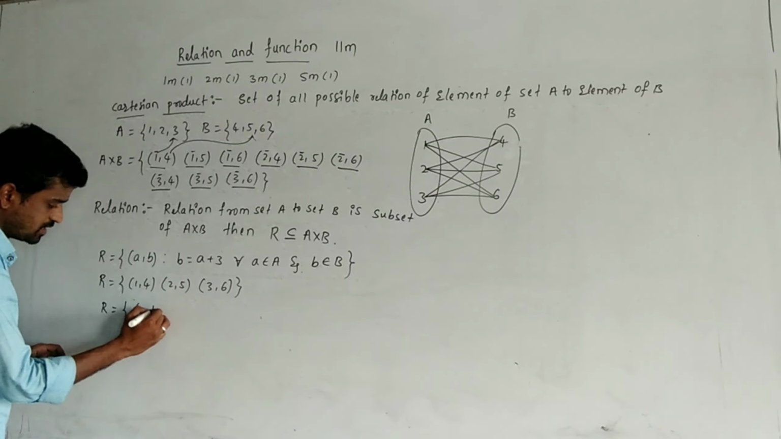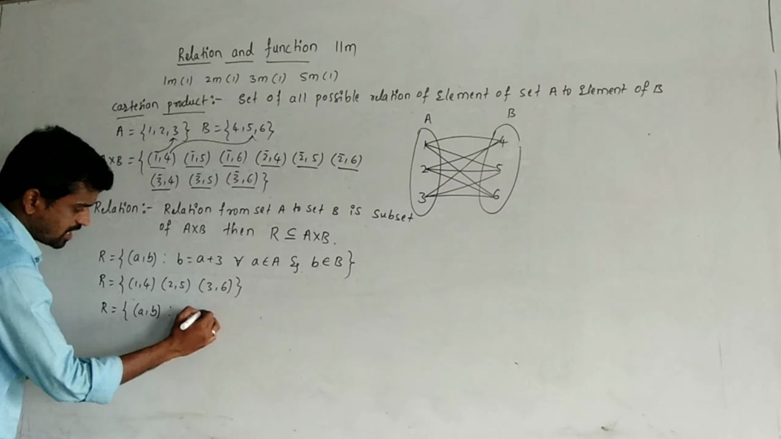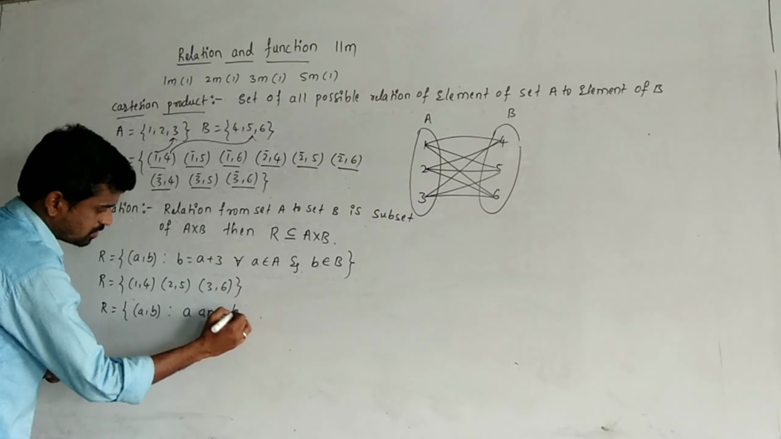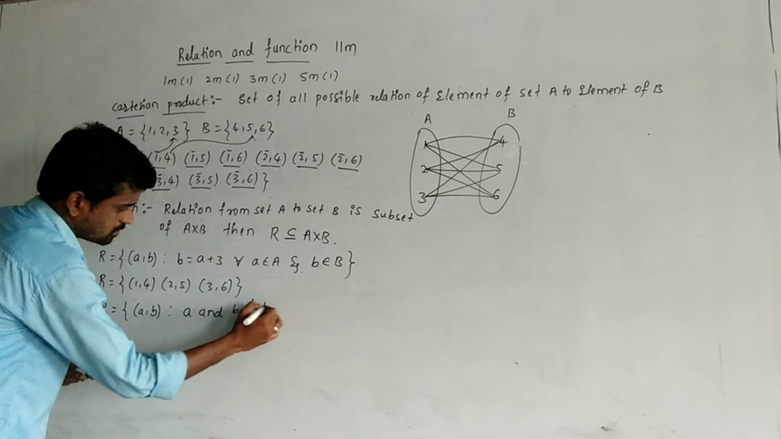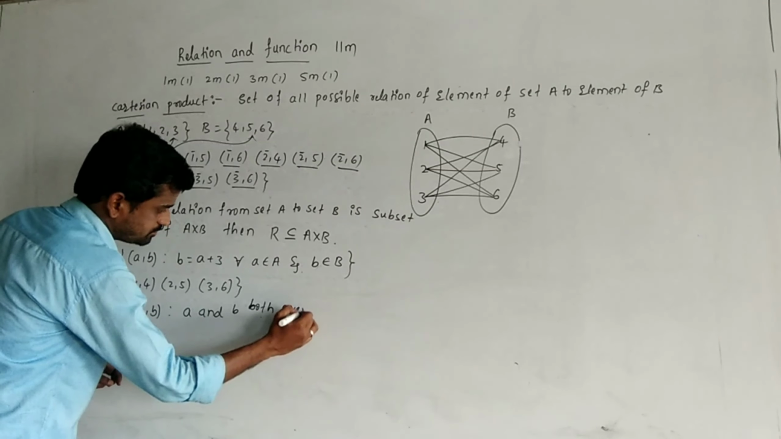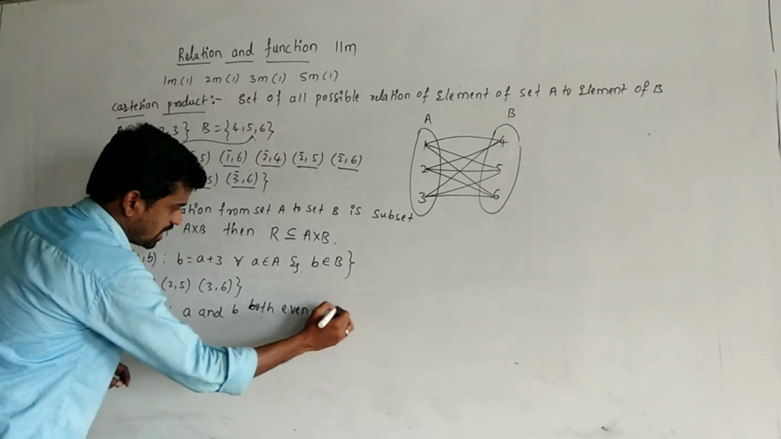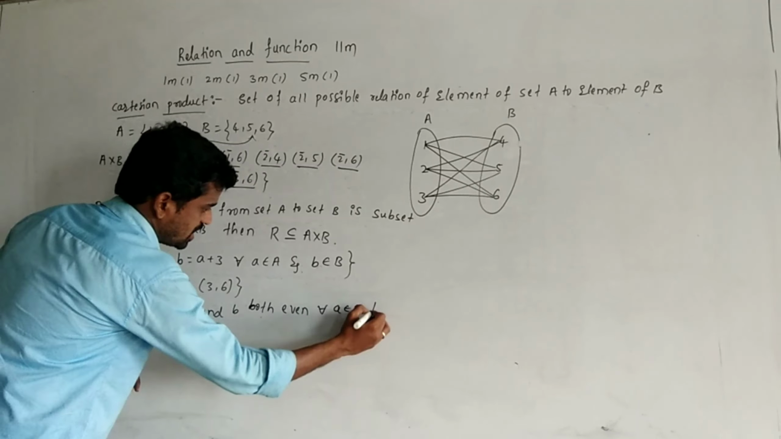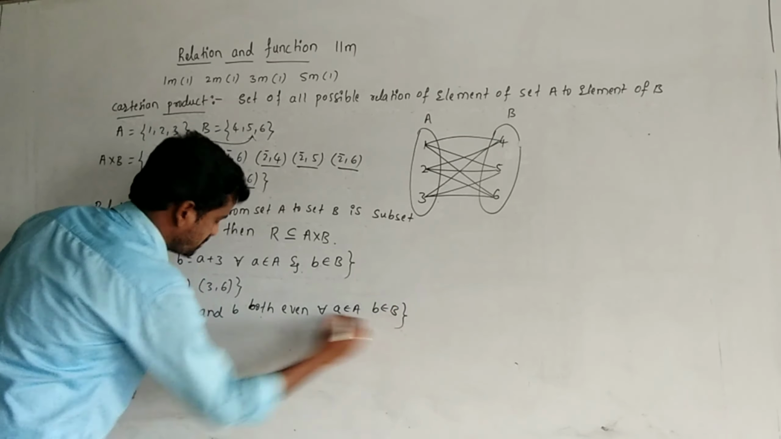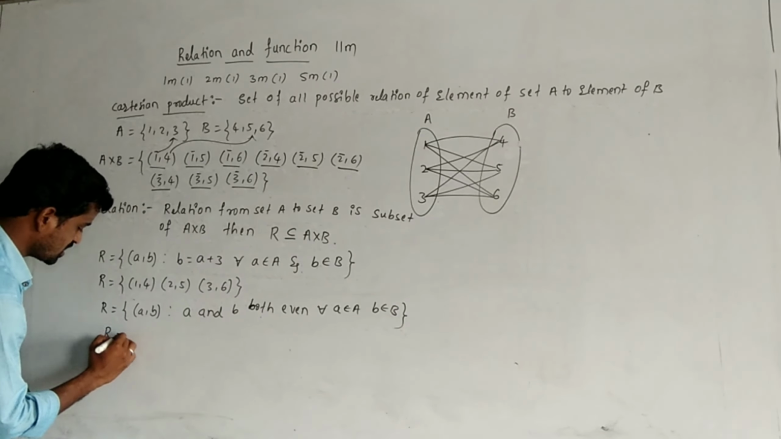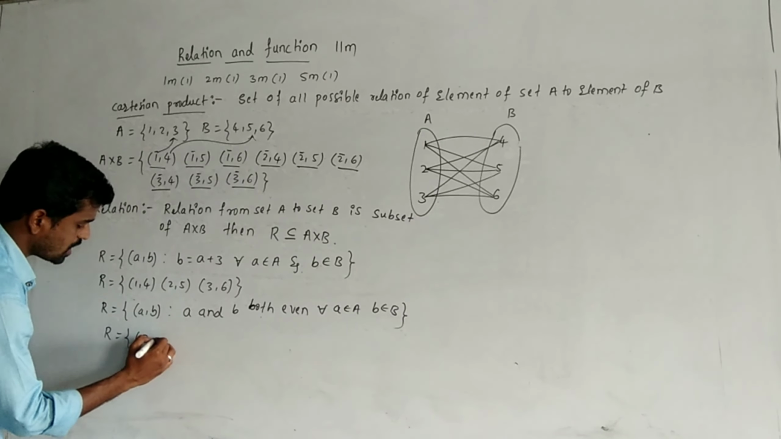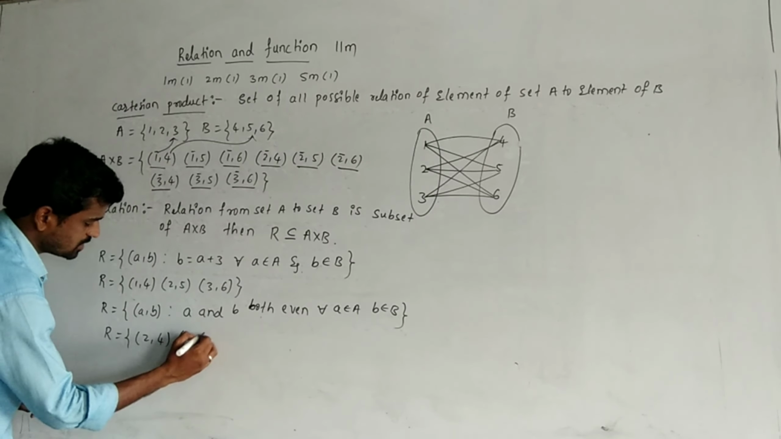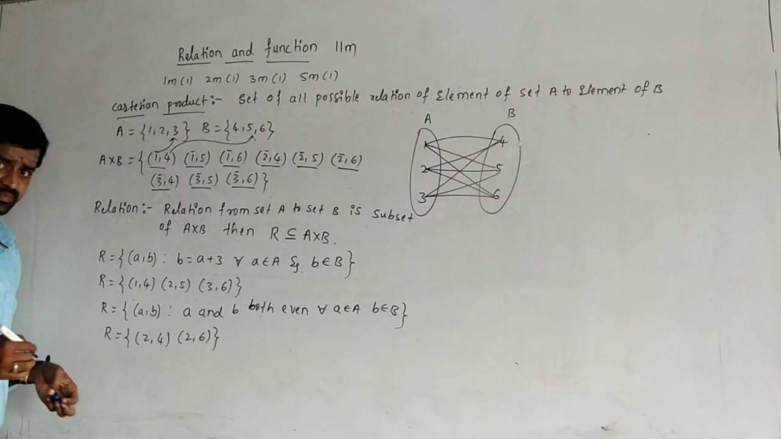A comma B such that A and B both even. For R, A belongs to set A, B belongs to set B. The relation R is equal to 2 comma 4, 2 comma 6.